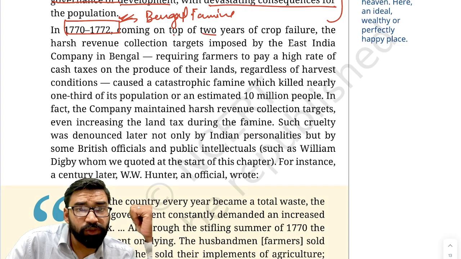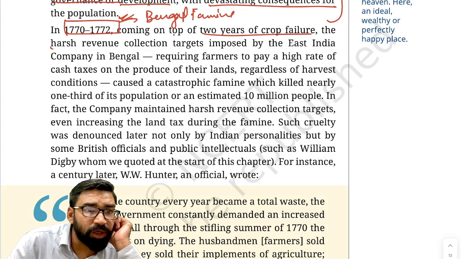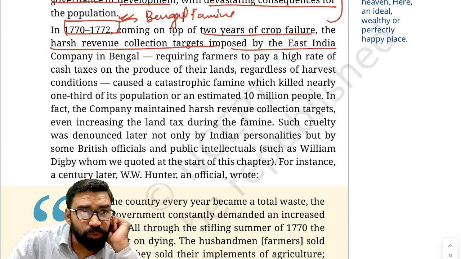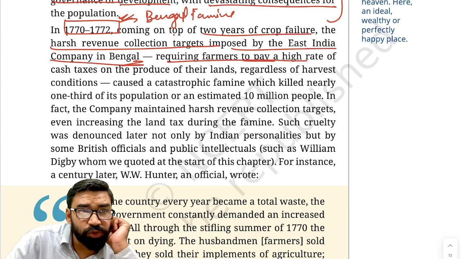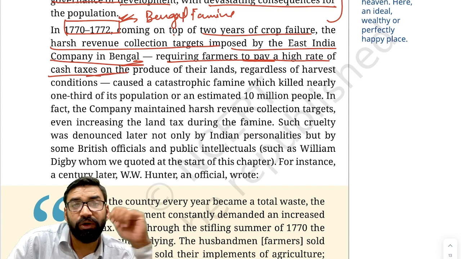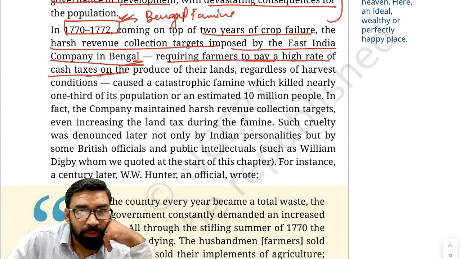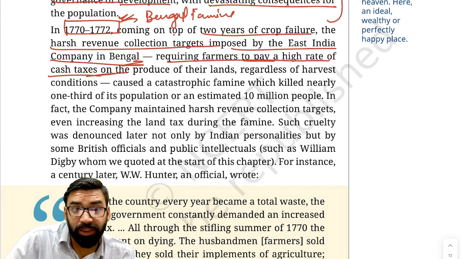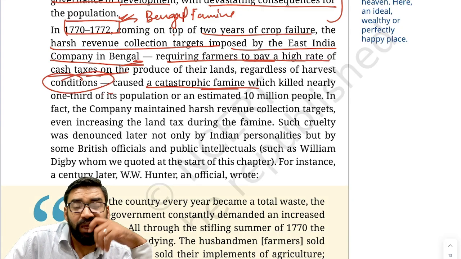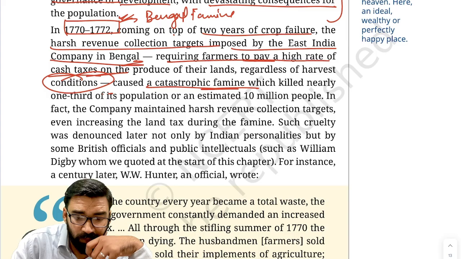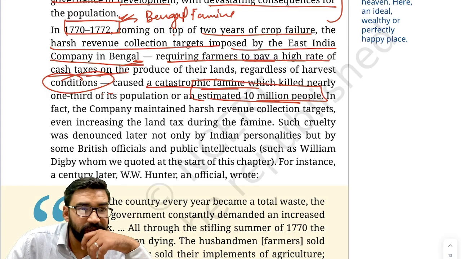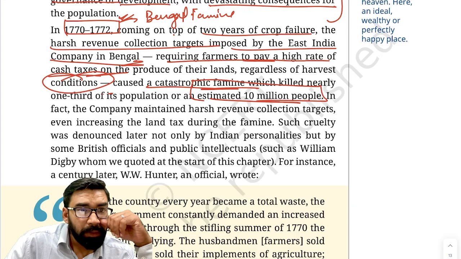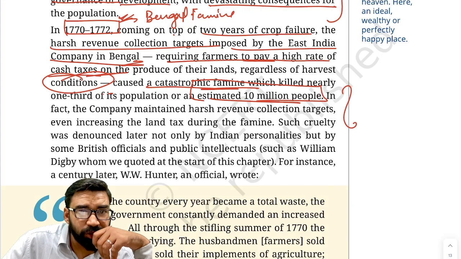There were 2 years of crop failure, and harsh revenue collection targets were imposed by the East India Company in Bengal, which required farmers to pay high rates of taxes on the produce of their lands. But famine came. So the harvesting condition was catastrophic famine. Because of this famine, around 10 million people died. Now, what was the British response?